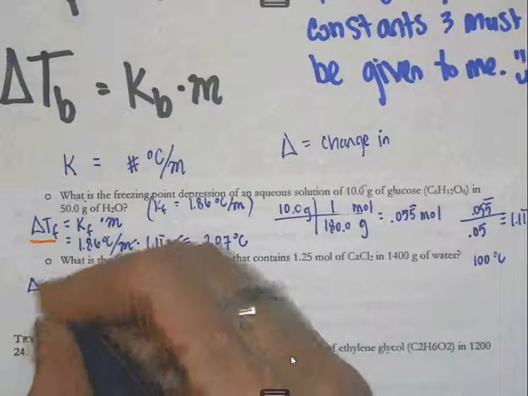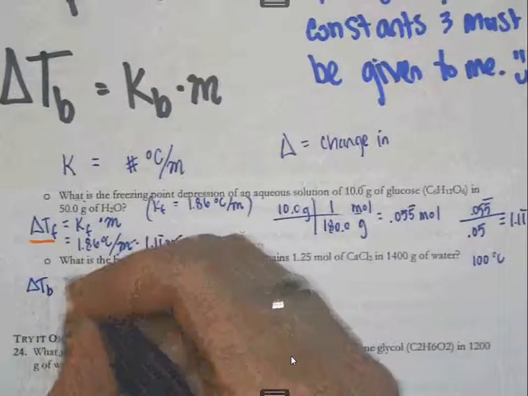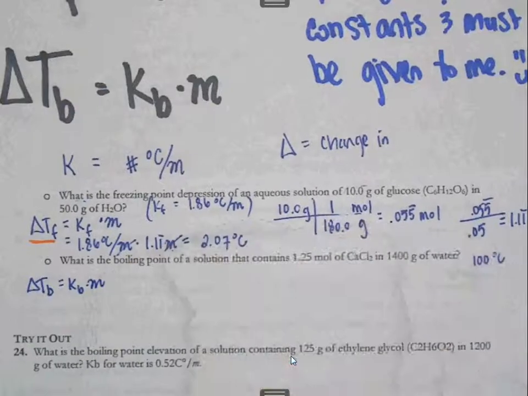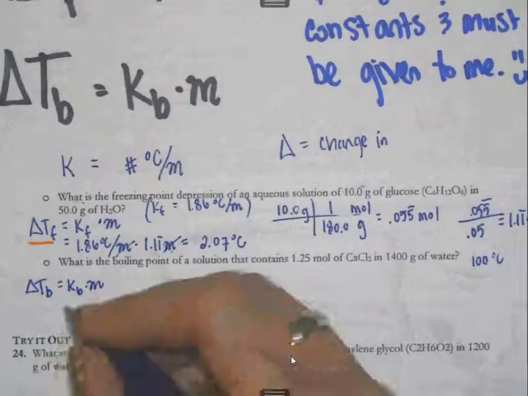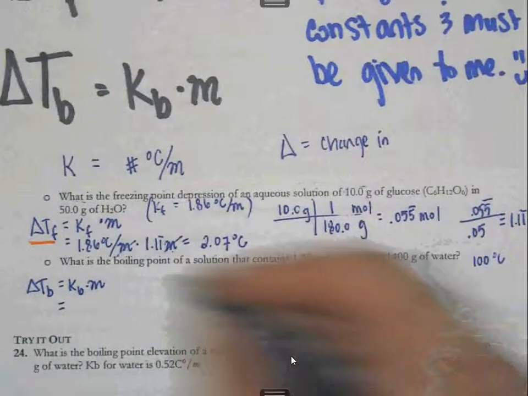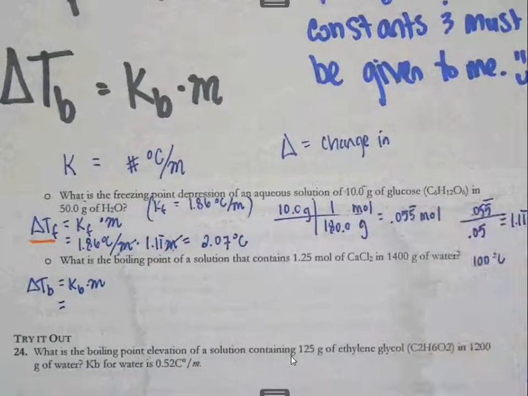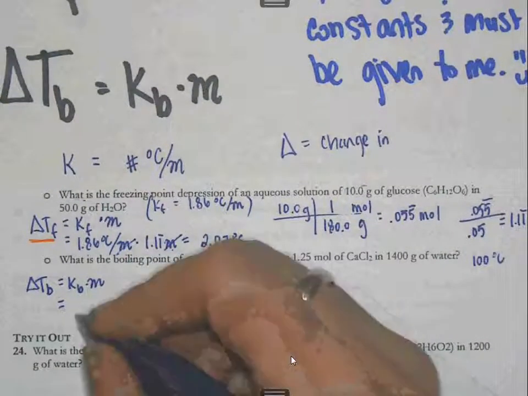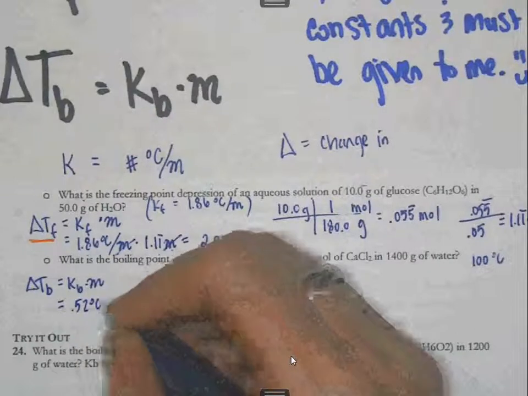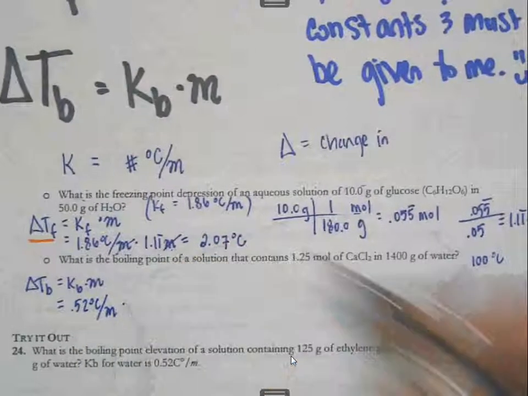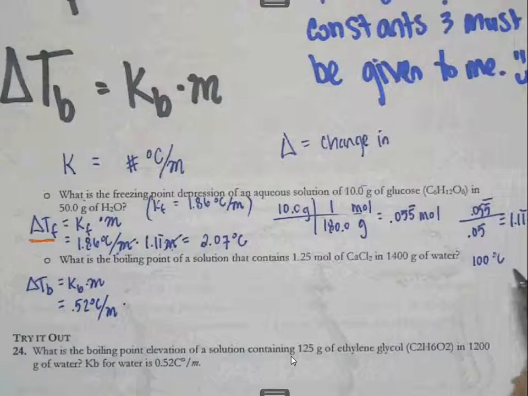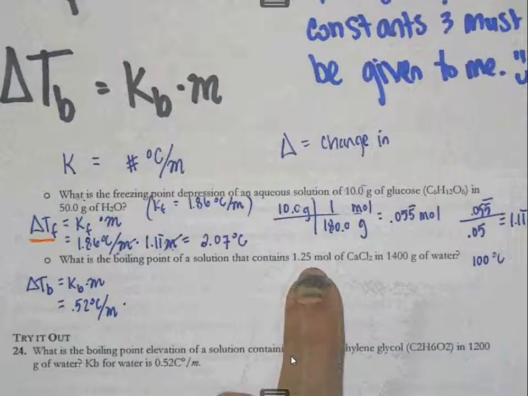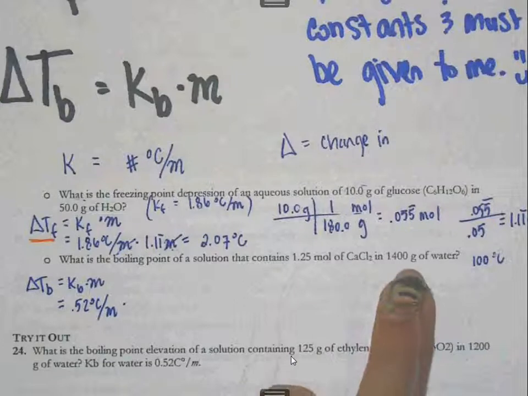So this time I'm doing delta T sub B is equal to KB times molality. Well, KB, and you're going to take me on my word at this, it's in the problem down here below if you can see it. It's for water. The KB is 0.52 degrees Celsius per molal. Well, I need the molality. This one's slightly easier. It gives me moles and it gives me grams.